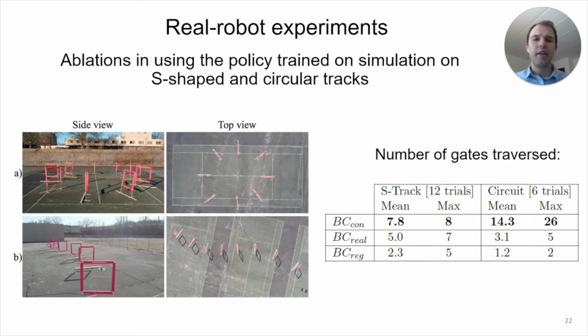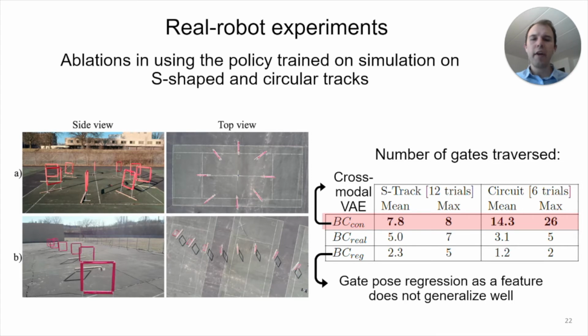Then on the right side of the slide you can see a table that contains the performance output of each one of the networks. So on the first line we have the cross-modal VAE, which significantly outperforms the other baselines. On the S-shaped track, which contained 8 gates in sequence, we can go through the 8 gates in almost every single trial we've had. And then on the circular track, in our best trial, we're actually able to go through 26 gates in sequence without hitting anything, which means that we did over 3 laps with perfect performance.